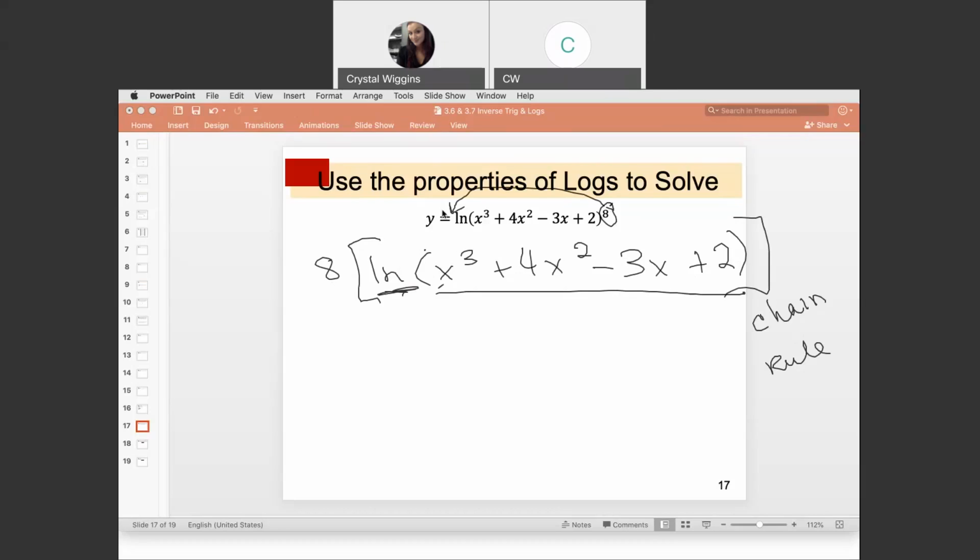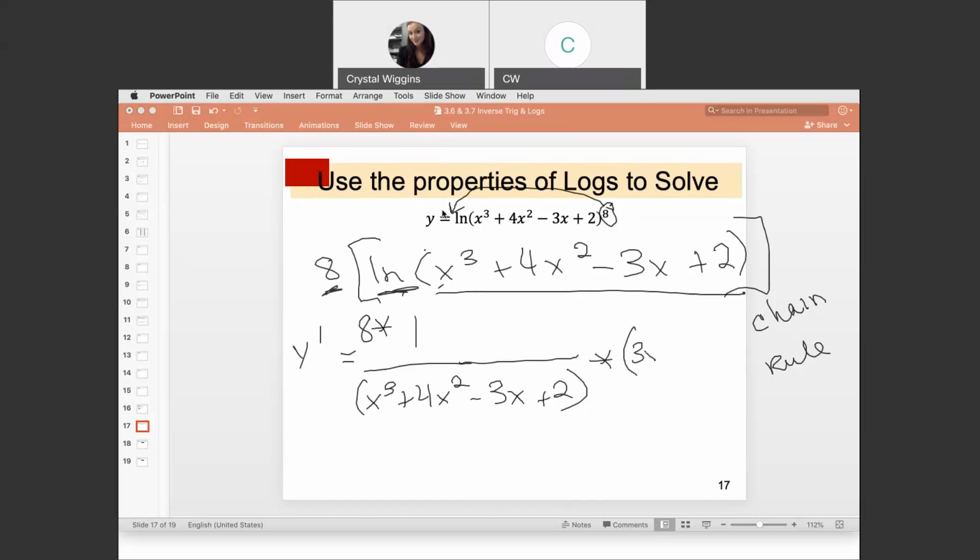So now to find the derivative of y, I have the ln function, which is 1 over the inside. Well, technically this is 8 times, because this 8 just stays in front. So 1 over the inside function, x cubed plus 4x squared minus 3x plus 2. And we would then take the derivative of the inside function following our chain rule. So we have 3x squared plus 8x minus 3.